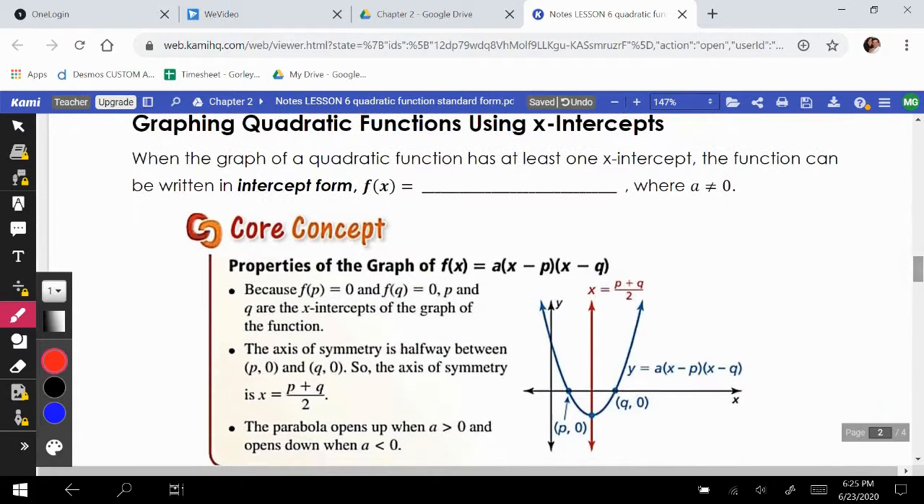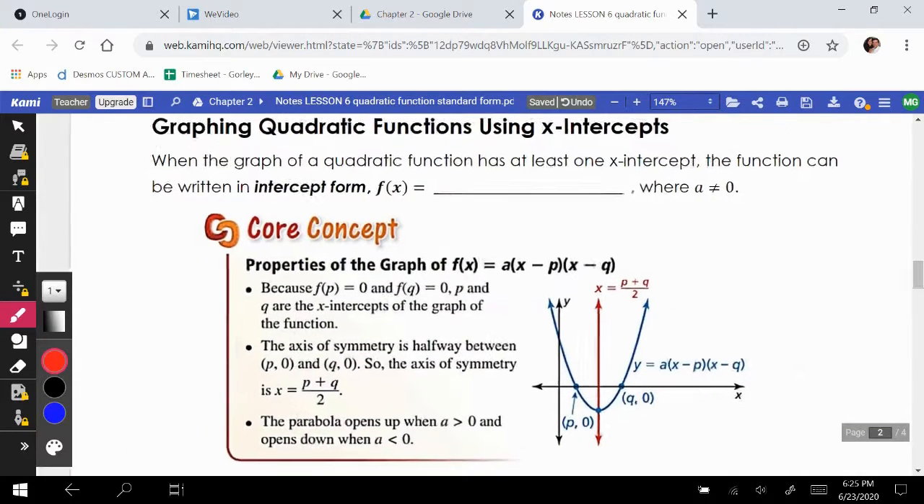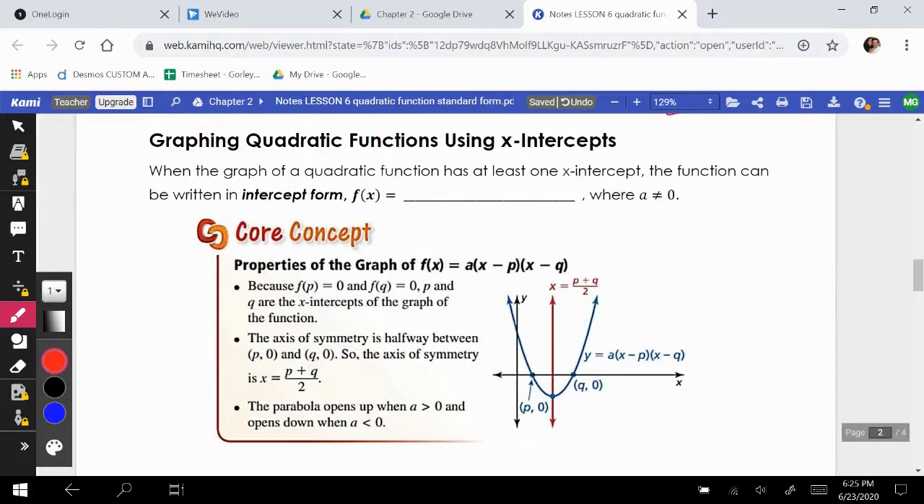Okay, so that wraps up our standard form. Now we're going to get into something called intercept form. Intercept form deals directly with the x-intercepts. It says when the graph of the quadratic function has at least one x-intercept, the function can be written in intercept form. And this is what intercept form looks like. It's y = a(x - p)(x - q), where a is not 0.